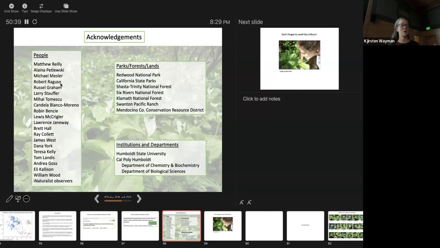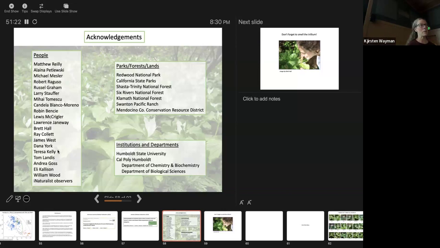Michael Messler, Rob Raguso. Rob Raguso studies floral scents of Trillium in the eastern US, and he's a wealth of knowledge. Russ Graham, Larry Stouffer, they're Trillium enthusiasts, and they grow Trillium, and so they've got lots of knowledge as well. And I mentioned Mihai and Candela. Robin Bensi in the herbarium, I worked with her lots in getting specimens in the herbarium. Louis McCrigler, he kept my instrument running, the gas chromatograph mass spectrometer. He was instrumental in that. No pun intended there. And various other people, Lawrence Janeway, Brett Hall, James West, Dana York, and they were very helpful in finding populations.